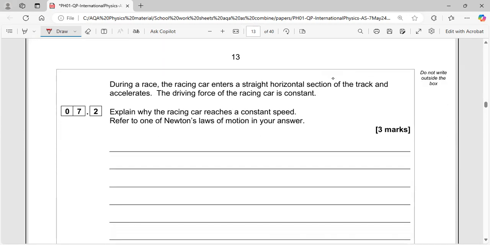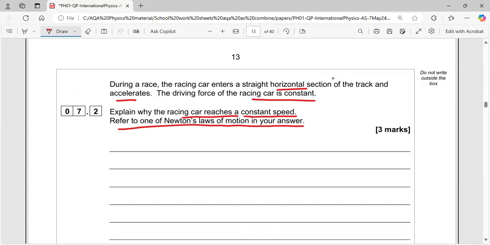Okay, the other thing is, during the race, the racing car enters a straight horizontal section of the track and accelerates. Okay, the driving force of the car is constant. Explain why the racing car reaches a constant speed. Why does it reach a constant speed? Refer to one of Newton's laws of motion.